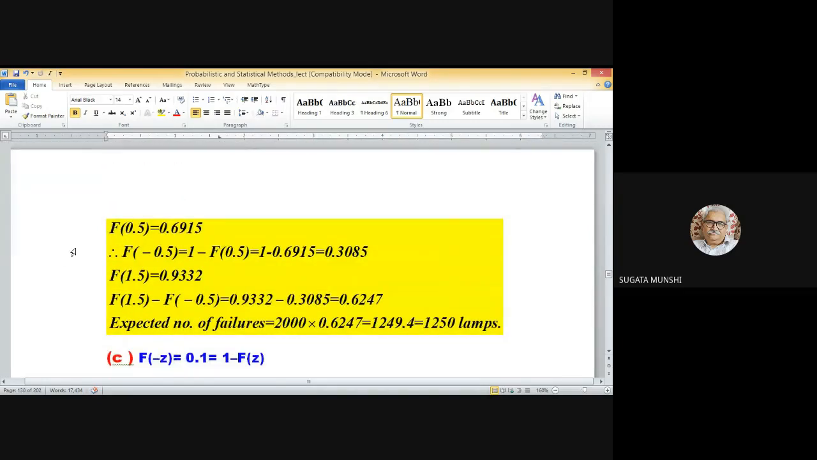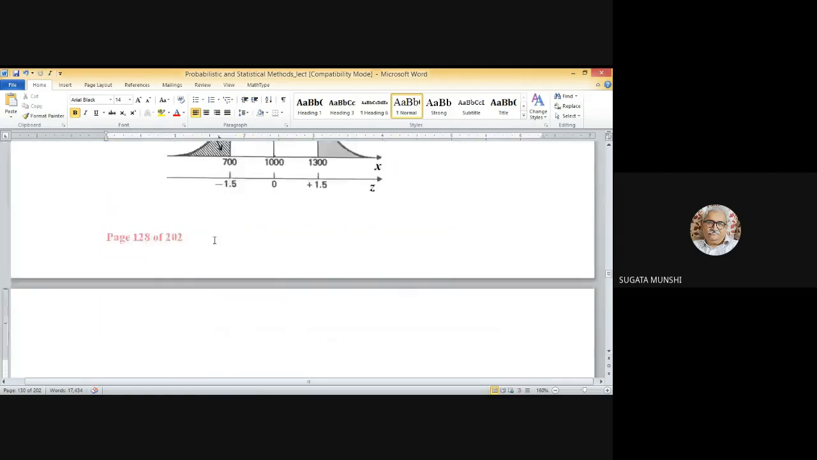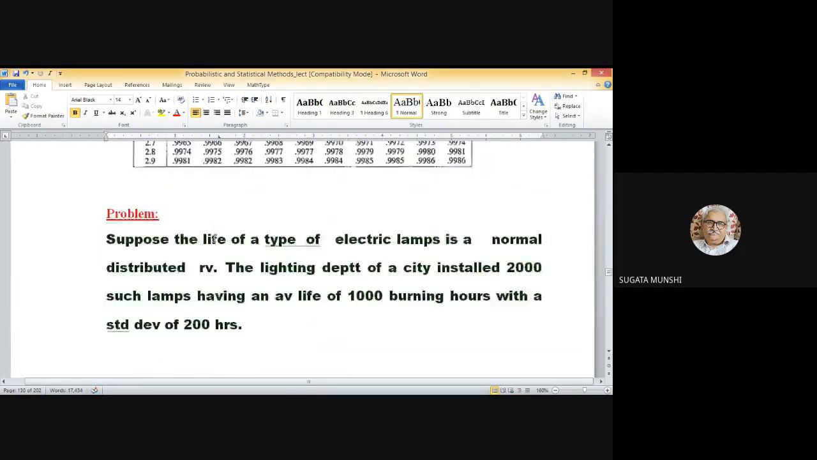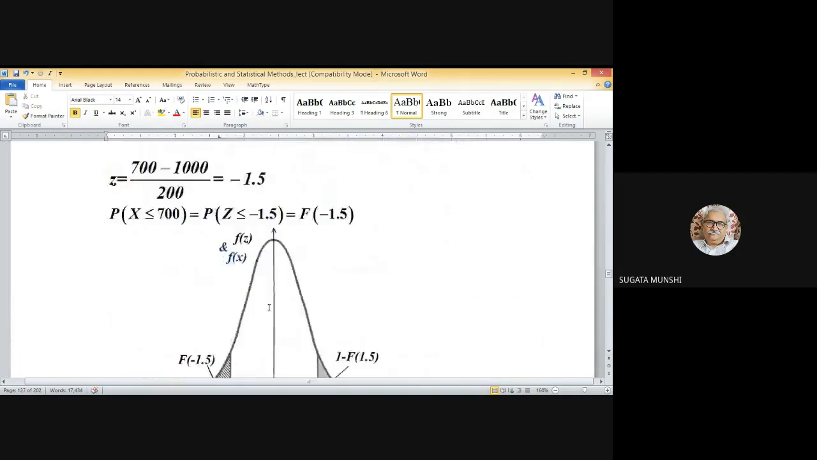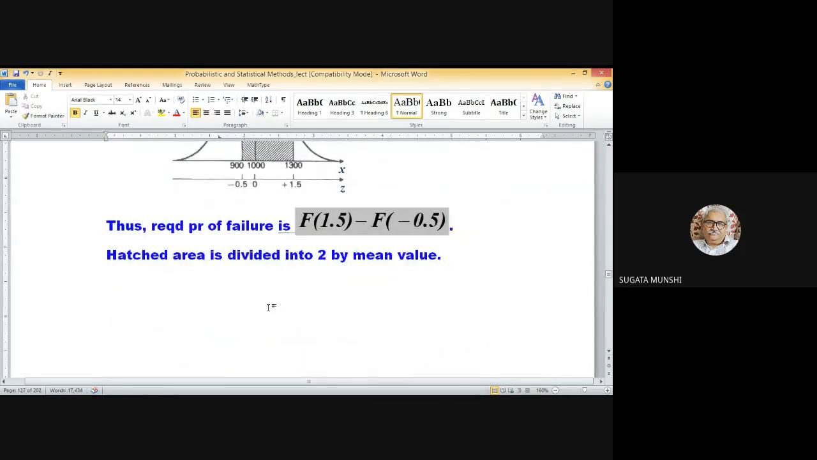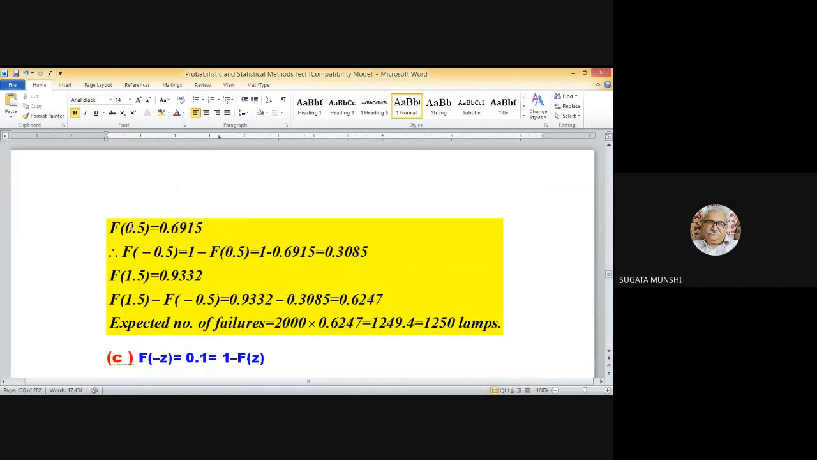F of 0.5 equal to 0.6915, that we obtained from the table. F of 0.5 is 0.6915. Therefore, F of minus 0.5 will be 1 minus F of 0.5. That means 0.3085. So that is obtained.